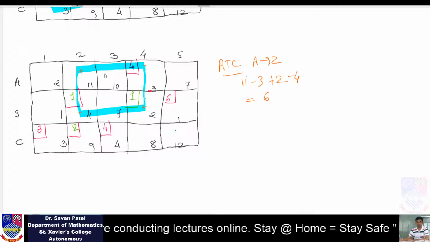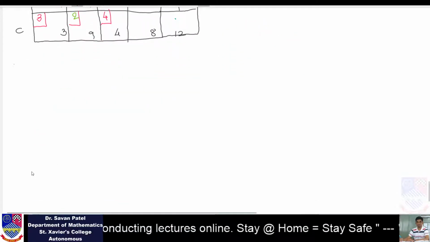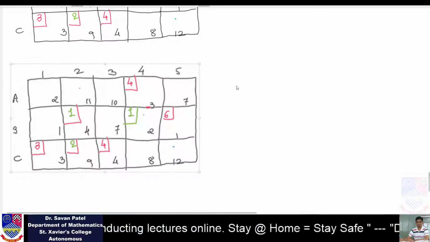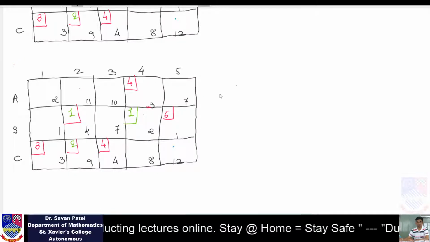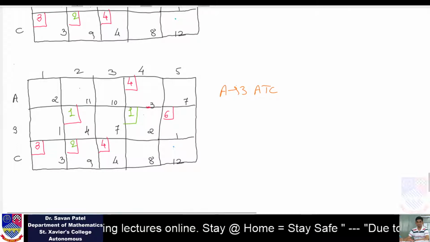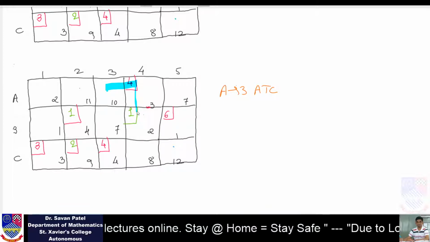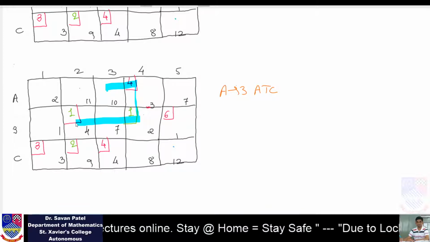Similarly, for transporting from A to 3, what is happening? Let's check again. For A to 3, the additional transportation cost is, from here I want to make a loop. So of course I have to go here and then go here, then come here.